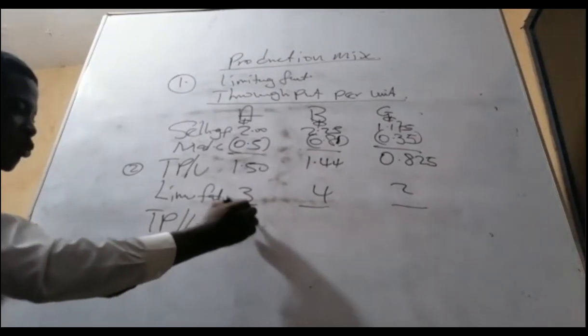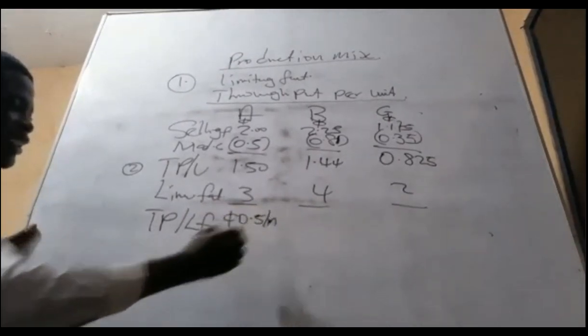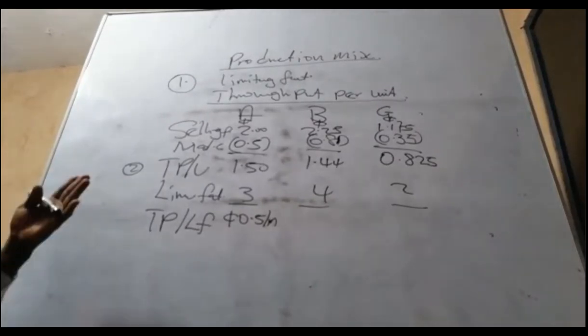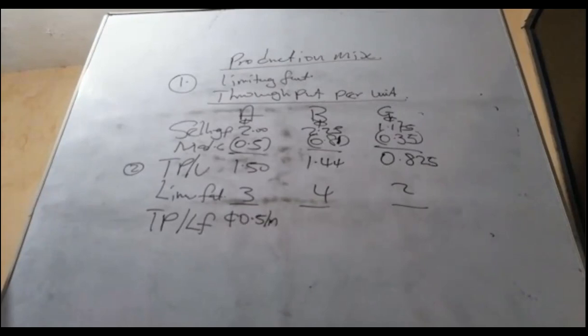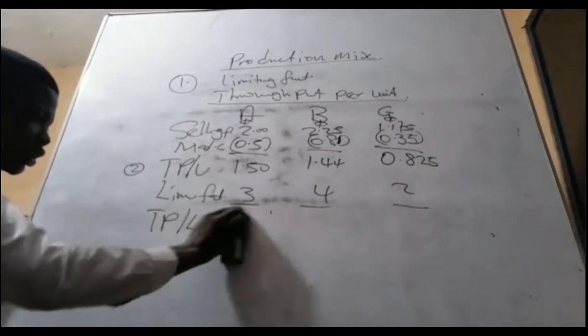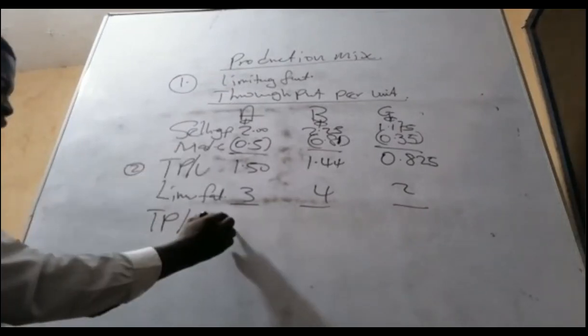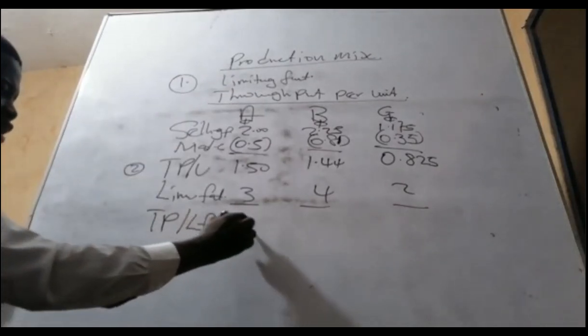So that's the full version. If you want to write a full version, that's what you do. So that's the throughput per limiting factor. So let's see. So this divided by this. So be your Ghana cedi 0.5 per minute.